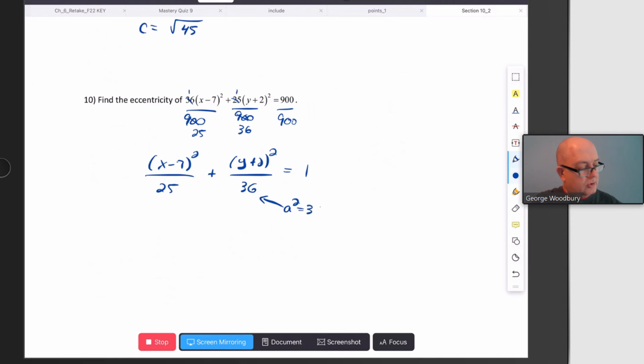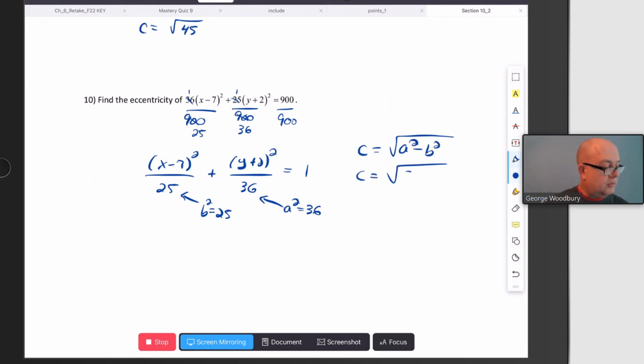A squared is 36. B squared is 25. So b and a are 5 and 6. Those are closer together. We would expect a lower eccentricity. c is the square root of a squared minus b squared, which is the square root of 36 minus 25, which is the square root of 11. That's somewhere between 3 and 4. We're going to put that over a, which is 6, in a minute. The eccentricity is square root of 11 divided by 6.